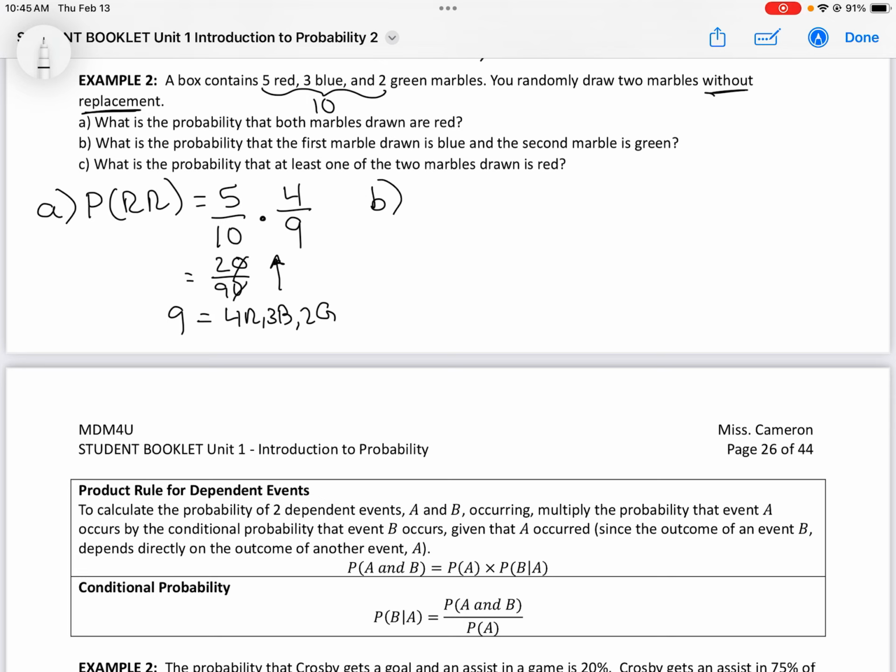Okay, let's go to B. What is the probability that the first marble is blue and the second marble is green? Okay, so going to the blue, that's when we reset all the probabilities. We have 3 blue out of 10 marbles.